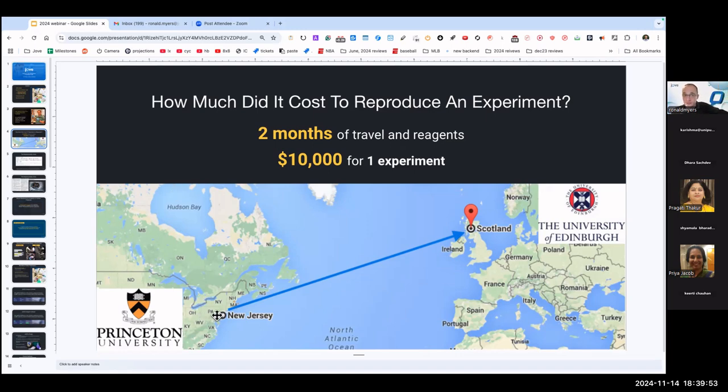So he was in the US at the time at Princeton, and he traveled to Scotland to train on a technique. It took about 2 months and cost about $10,000 to replicate this. I'm sure it was a beautiful trip in Scotland, but not exactly the most efficient way to learn a technique. So this is when Moshe came up with the idea of why not create a video of a methodology, and this can allow other scientists to replicate the experiment or the technique. So instead of traveling, you can just send them a copy of the video file. They can look at it in detail, and this can really help them with replication.